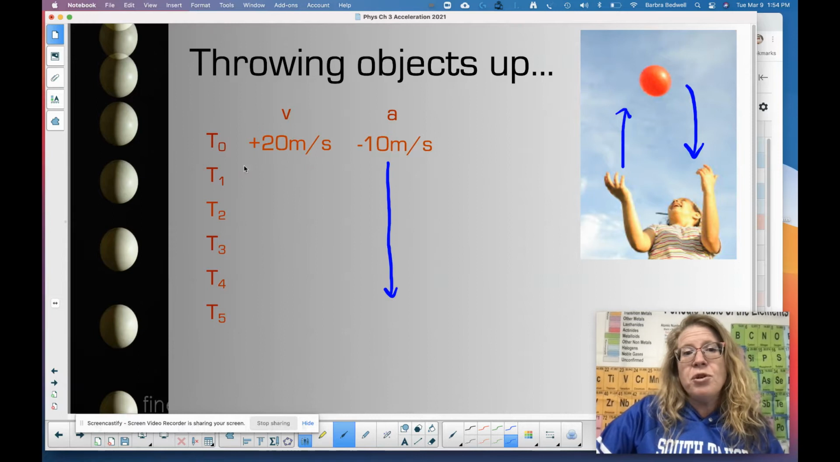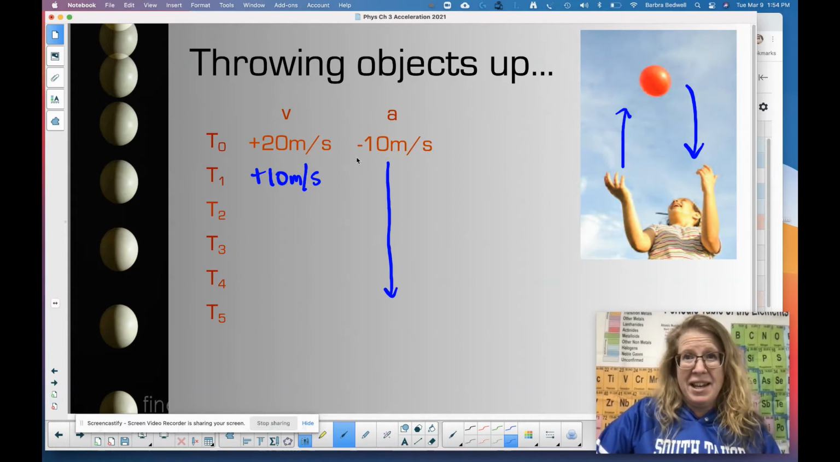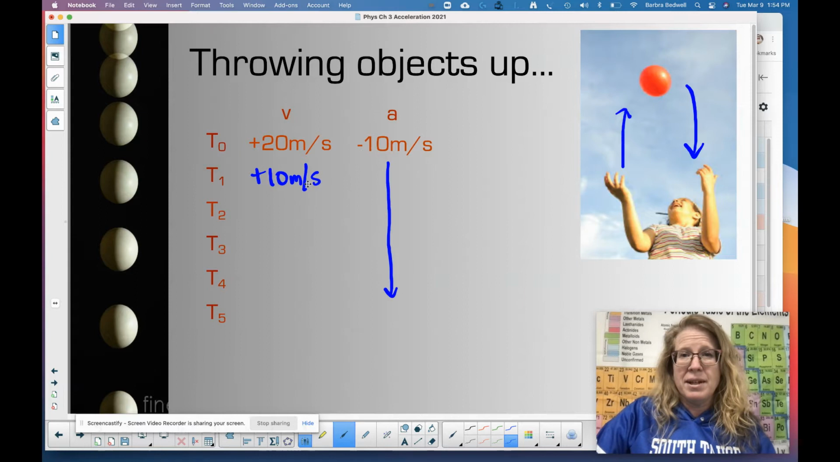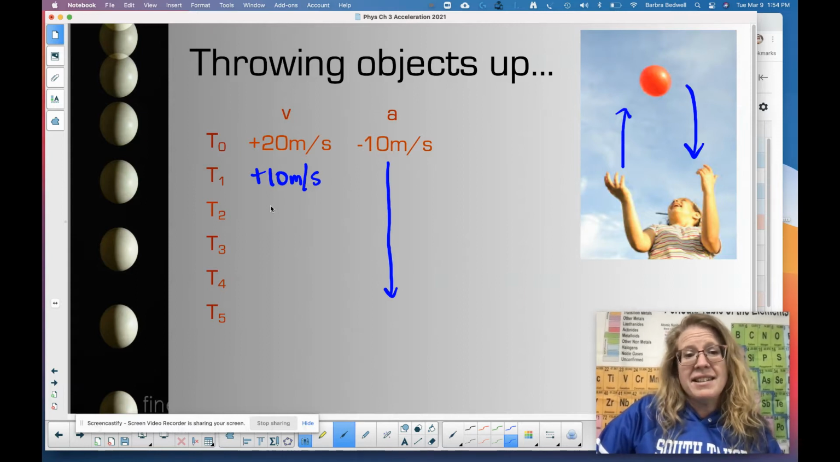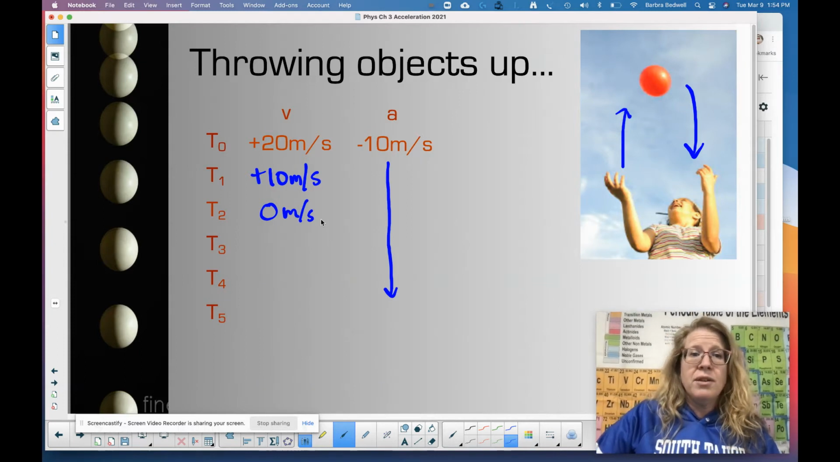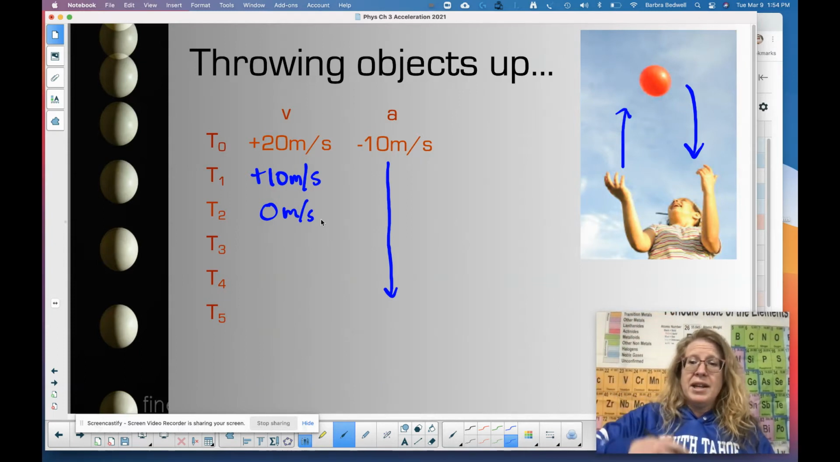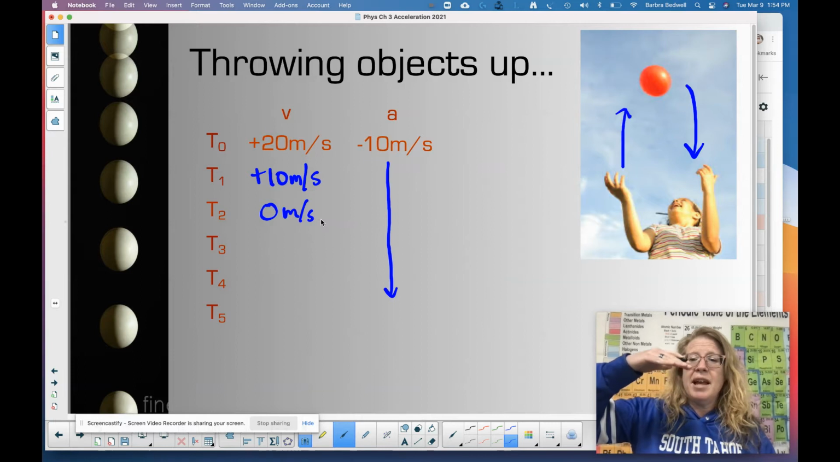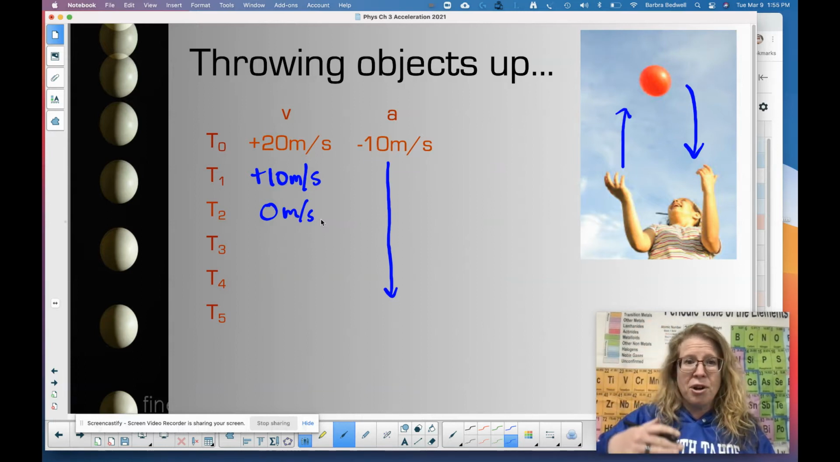So that means after 1 second, if it started at 20 meters per second upwards, its speed is now 10 meters per second. I've changed it by negative 10, right? I've removed 10 meters per second from this. After the second, we have now achieved apogee. You're at the top of the flight. It's going up at 20 meters per second, then 10 meters per second, and then it stops. And then it's going to change direction and go back downwards.